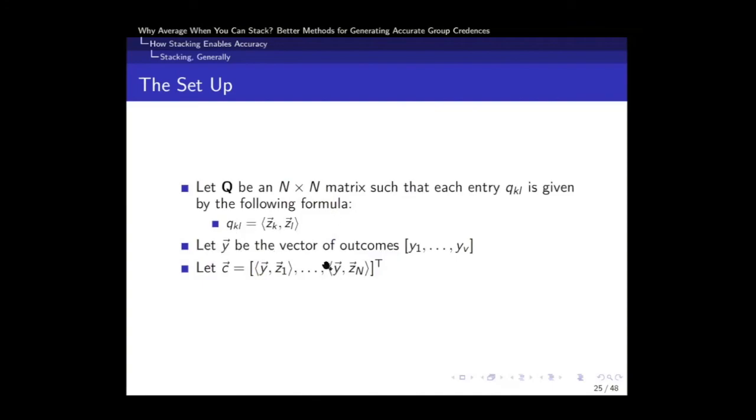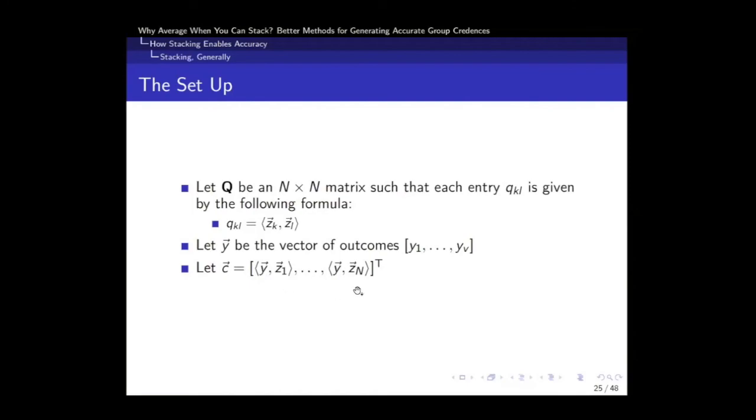Now we let Y be just the vector of actual observed outcomes, y1 through yV. And then we let C be a vector containing the dot product of the actual outcomes and each individual's leave alpha out vector. So for the first entry in C, we compare, using the dot product, the vector of actual outcomes, right? So what's actually observed, and individual one's prediction of what should have been observed when each data point is left out of the data set, and so on for each individual up towards n.